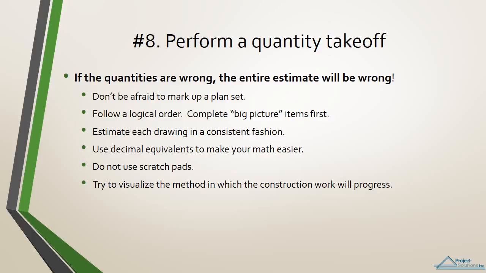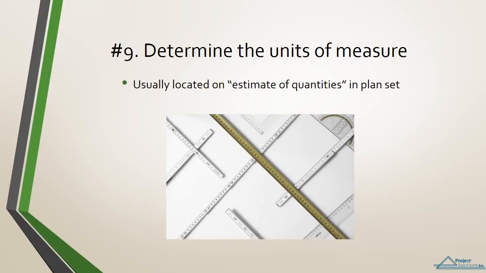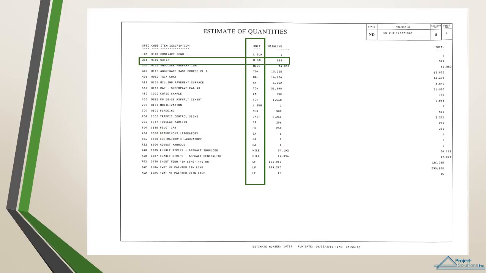Performing a quantity takeoff is done in conjunction with step number 9. Determine the units of measure. Units of measure are usually located on the estimate of quantity sheet in the plan set, or can be determined by examining drawings and/or the project manual. Here we have a typical estimate of quantity sheet for a North Dakota DOT highway project. So we can see that as an example, this project will require approximately 26 million gallons of water to complete.